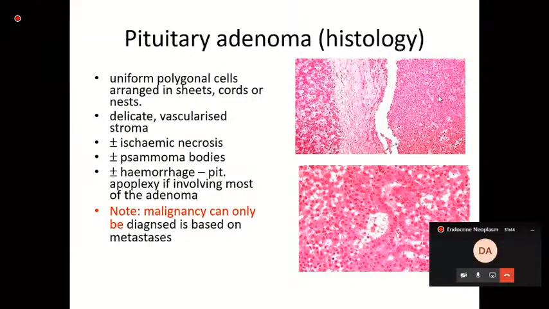Sometimes we can get necrosis, hemorrhage. We call this apoplexy. Usually the carcinoma looks like adenoma in H&E, so we cannot differentiate. We can only differentiate based on metastasis. So in this case, we have to do a body scan to see whether it is adenoma or carcinoma.